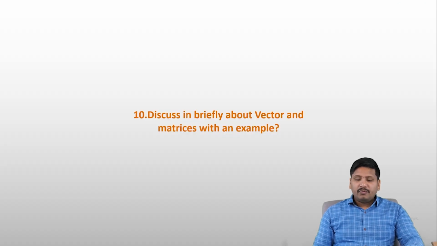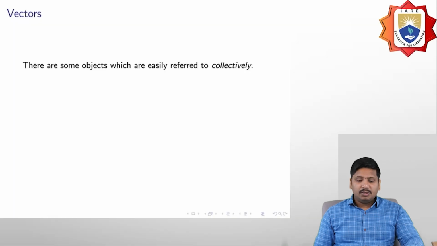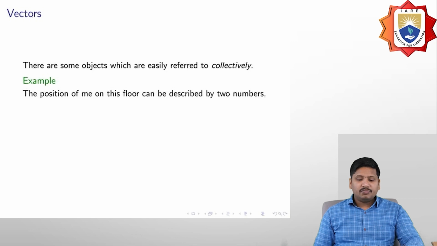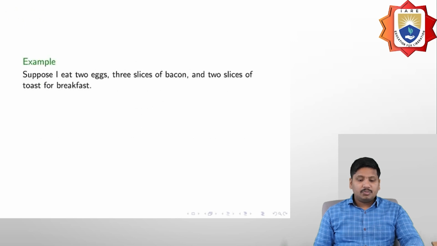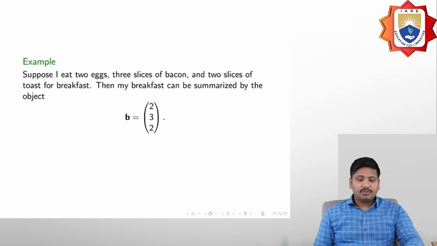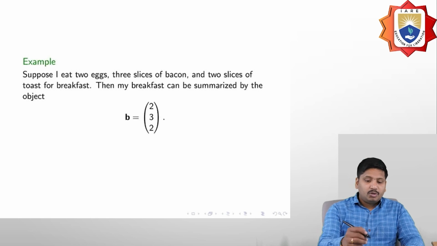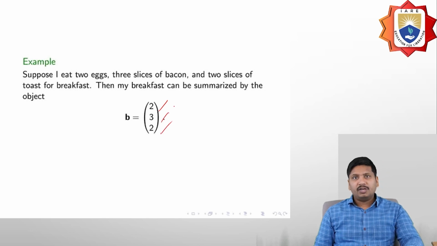Discuss briefly about vectors and matrices with an example. A vector is nothing but a collection of objects that is referred to collectively, and the position of this floor can also be represented by two numbers. So I can represent it like this. For example, suppose I'm going to eat 2 eggs, 2 slices of toast and 3 slices of bacon for breakfast. How can I represent this? 2 eggs, 2 slices of toast and 3 slices of bacon. So this should be the representation of the vector.